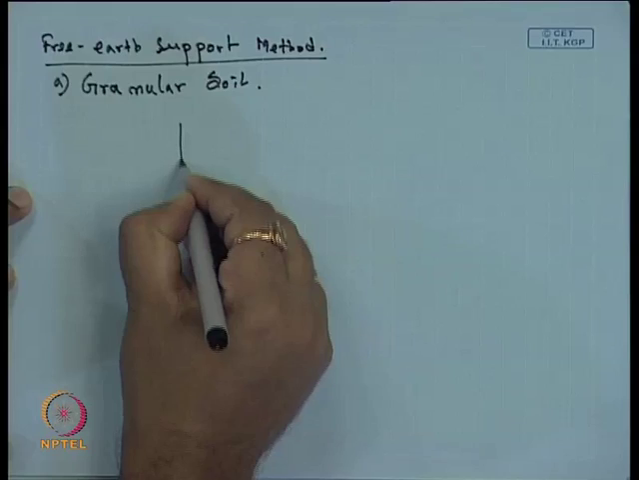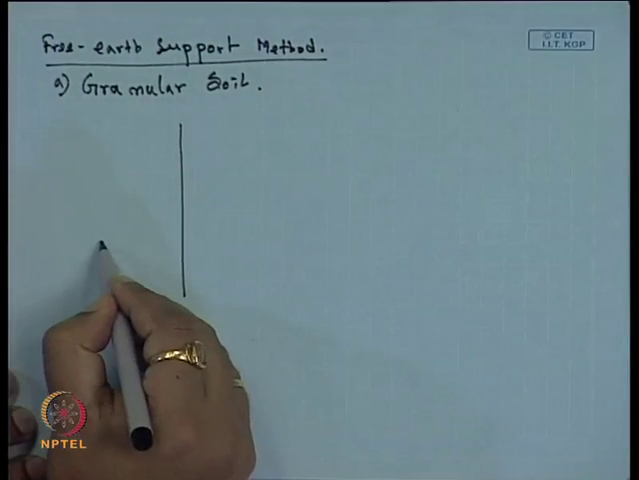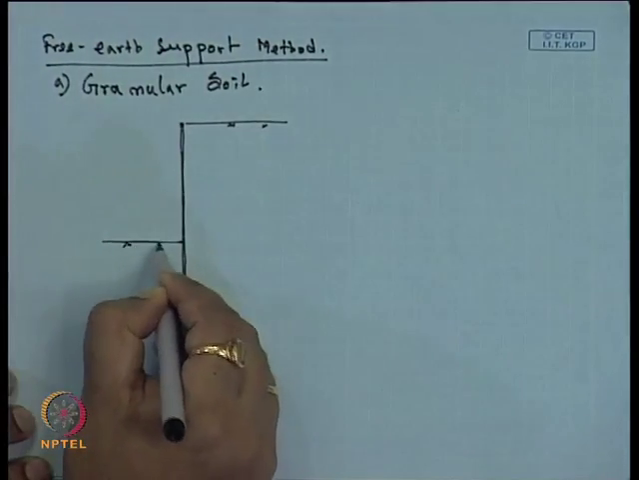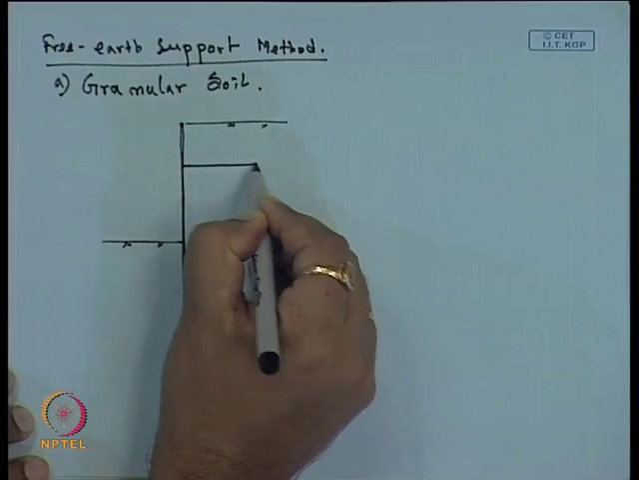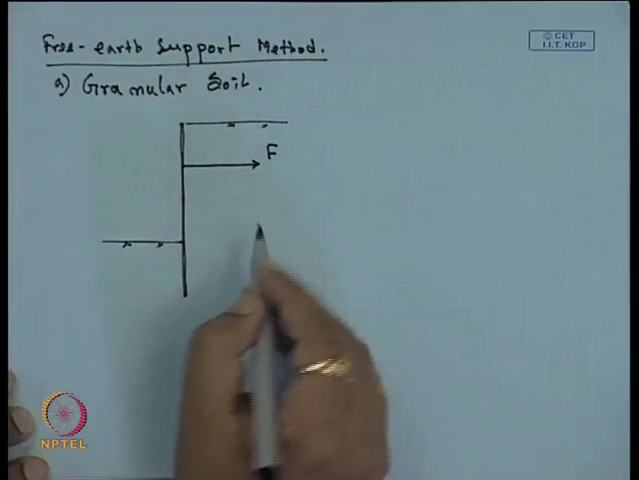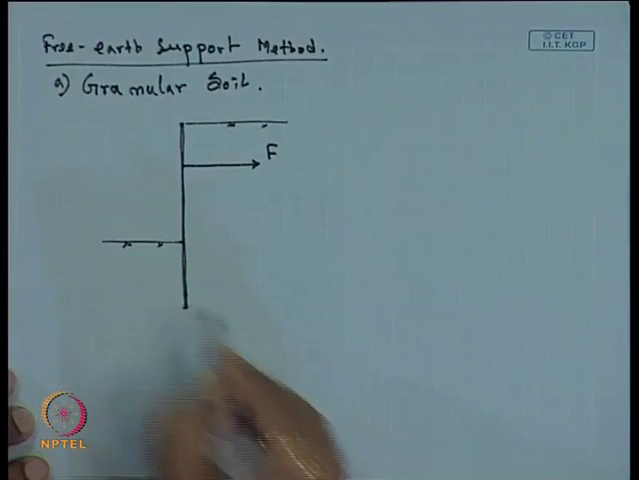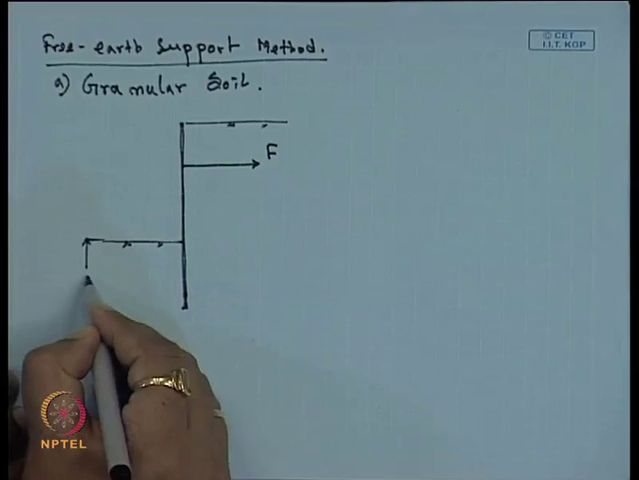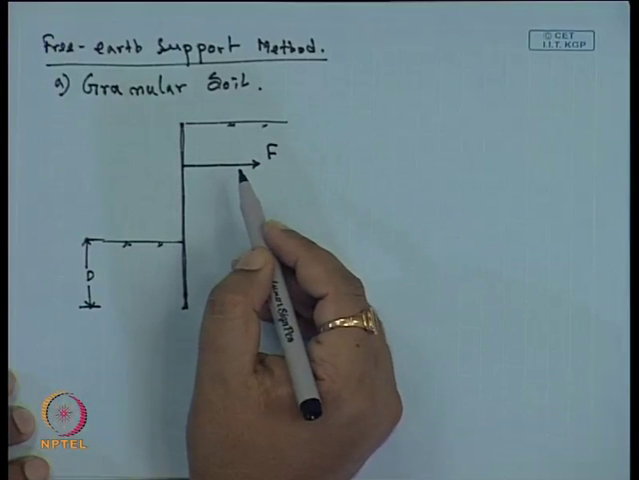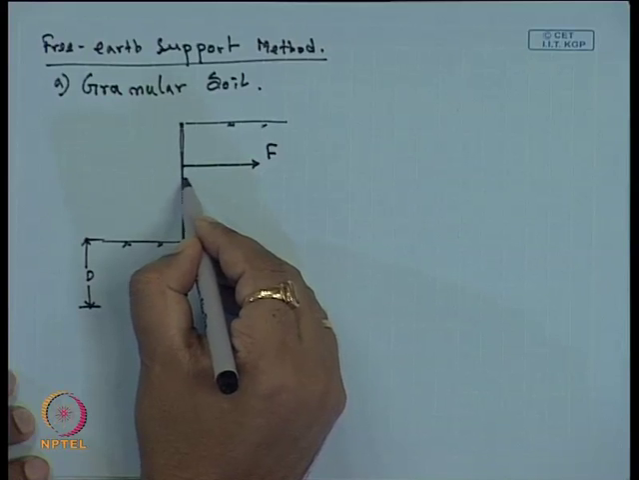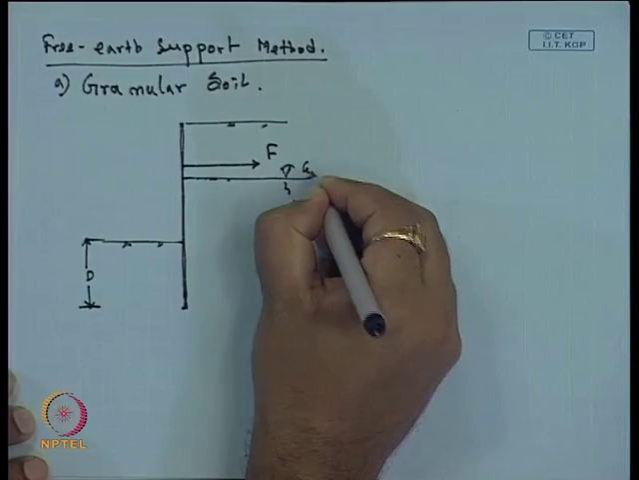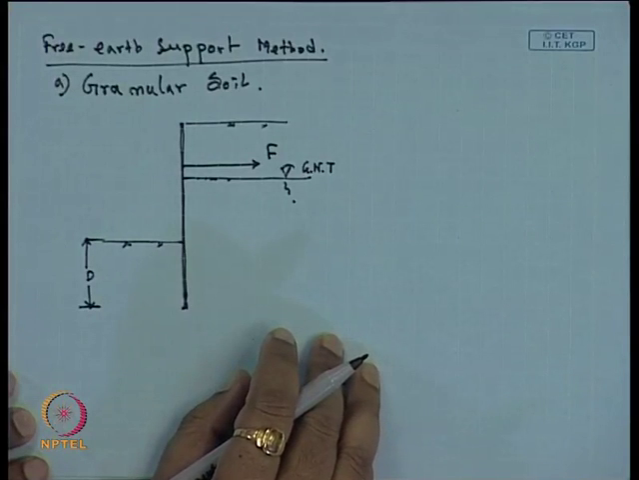If I consider one anchor sheet pile in granular soil, this is the dredge level, this is the sheet pile, and this is the top ground surface. The force F is applied here due to the anchor, and this is the required depth of foundation below the dredge level. Regarding the water table condition, suppose this is the position of the groundwater table.